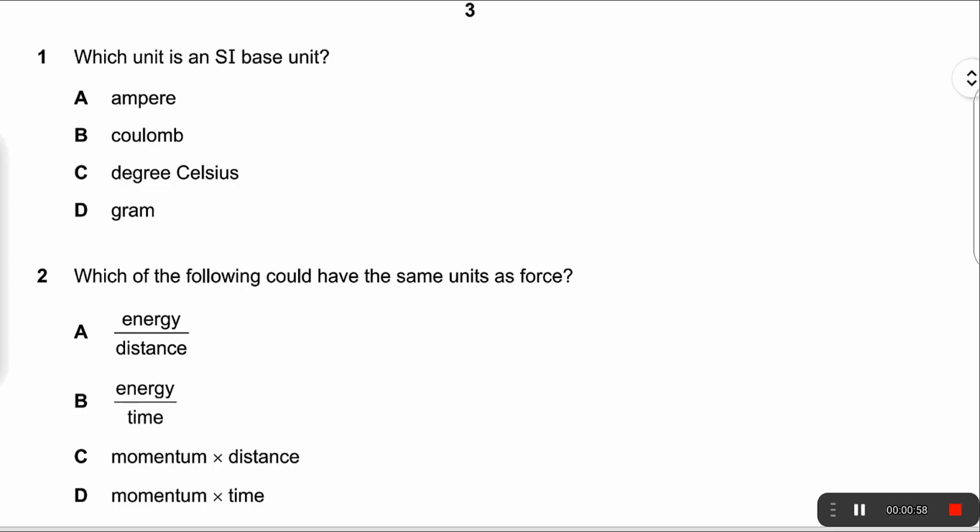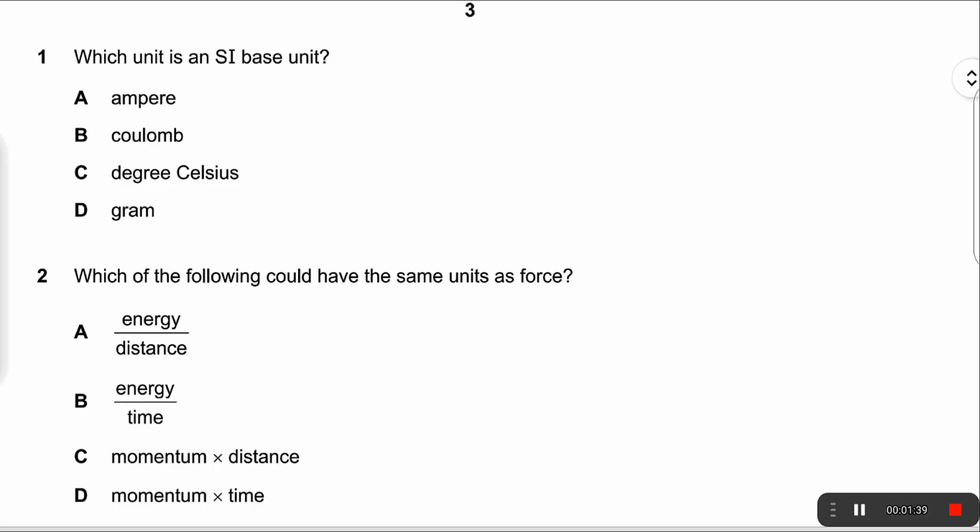You know that there are two systems, SI unit system and CGS unit system. But he is asking about SI base unit. There are four physical quantities, 4 units: ampere, coulomb, degree Celsius and gram. You know that coulomb is actually the unit of charge and degree Celsius is actually the unit of temperature and gram is the unit of mass. But ampere is actually the unit of current.